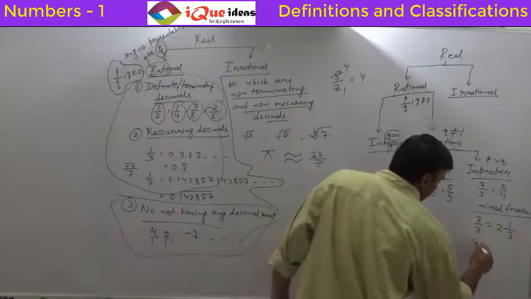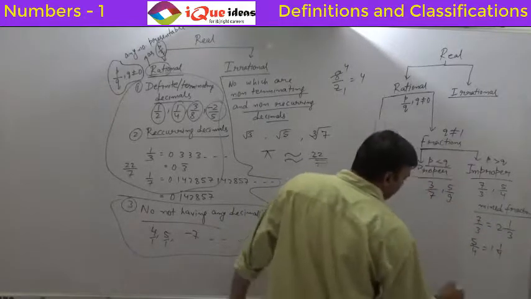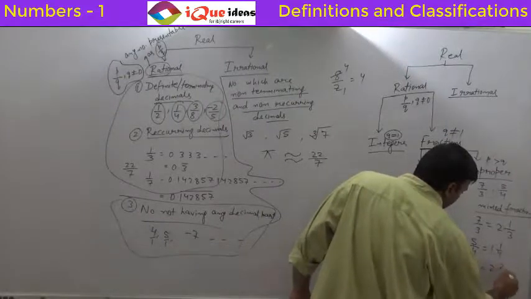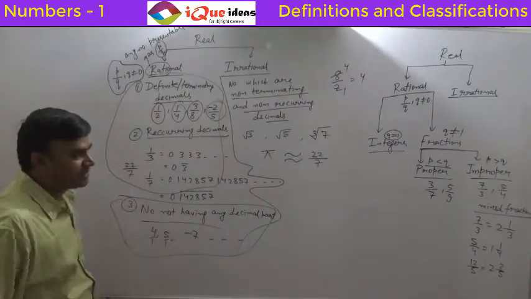For example, 5 by 4 can be presented as 1 integer 1 by 4 fraction. Okay. Let's take another one. 12 by 5 can be presented as 2 2 by 5. So 2 integer, 2 by 5 fractions. So they are called mixed fractions.